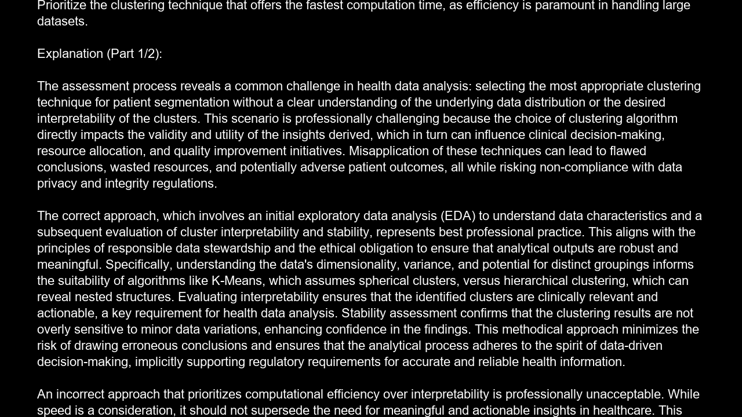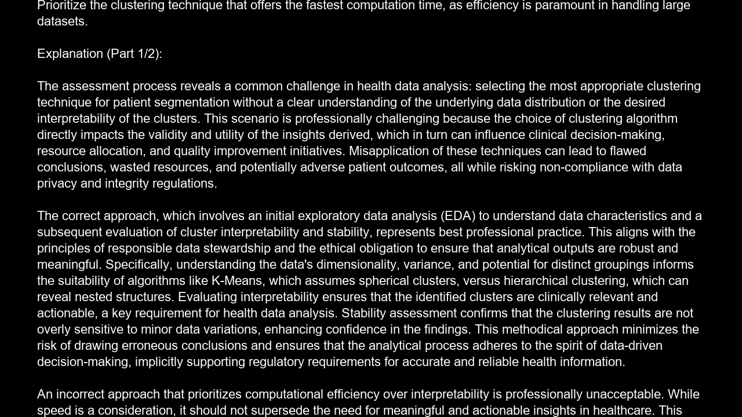The correct approach, which involves an initial exploratory data analysis (EDA) to understand data characteristics and a subsequent evaluation of cluster interpretability and stability, represents best professional practice. This aligns with the principles of responsible data stewardship and the ethical obligation to ensure that analytical outputs are robust and meaningful. Specifically, understanding the data's dimensionality, variance, and potential for distinct groupings informs the suitability of algorithms like k-means, which assume spherical clusters, versus hierarchical clustering, which can reveal nested structures.